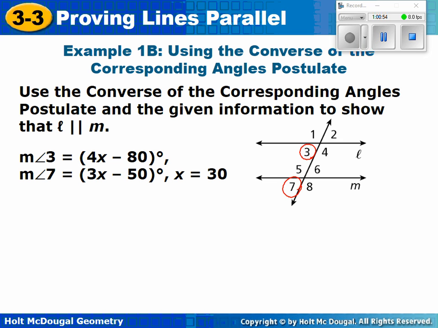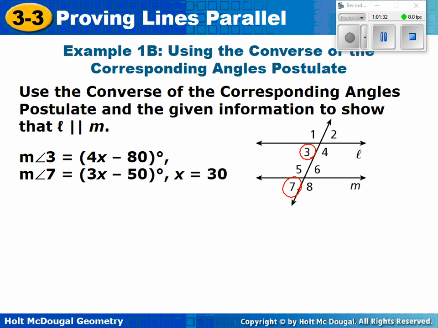So starting with this first equation, measure angle 3 equals, what's 4 times 30? 120 minus 80, 40. So measure of angle 3 is 40 degrees. We can simplify that all at once. Then go to measure of angle 7. 3 times 30 is 90 minus 50, 40. Now remember, our goal is to prove that these two angles are what? Congruent. We don't have that yet.